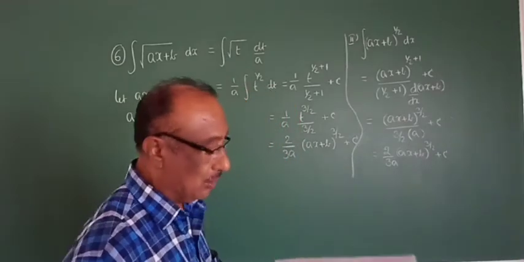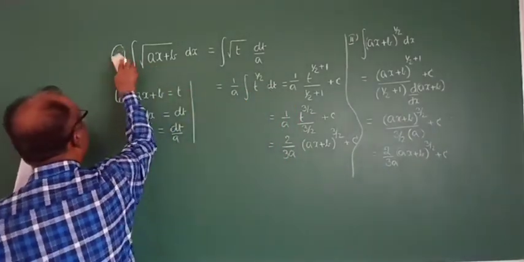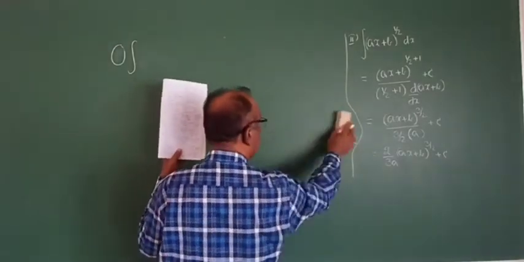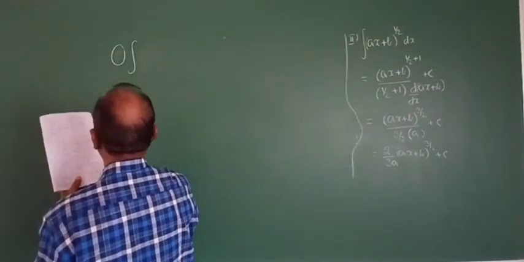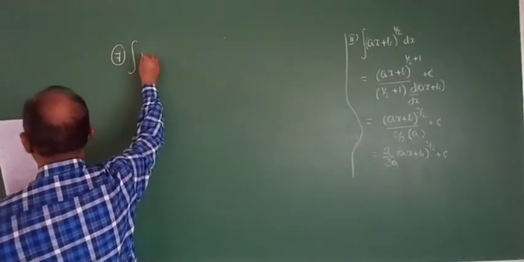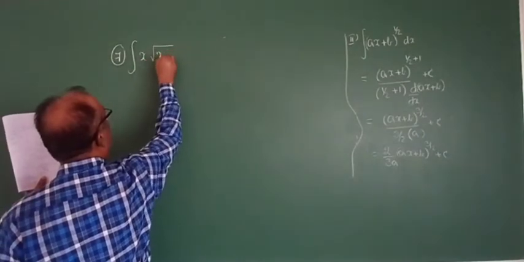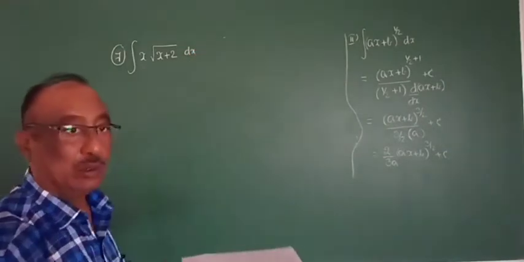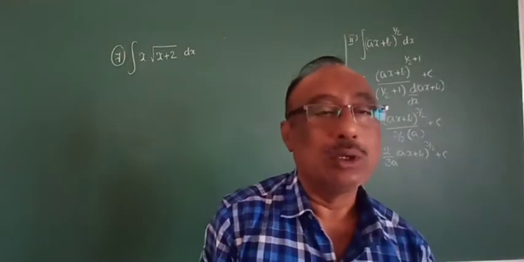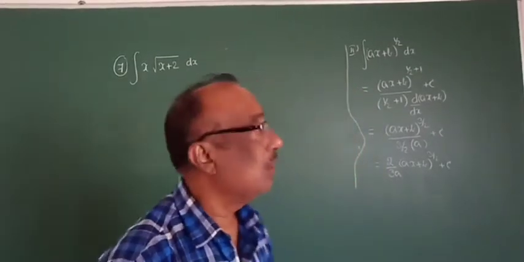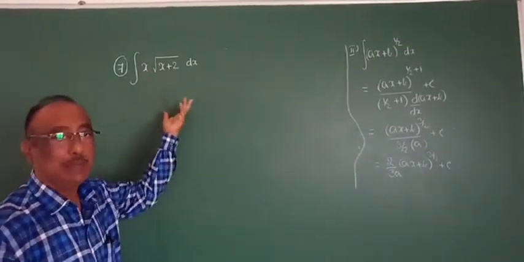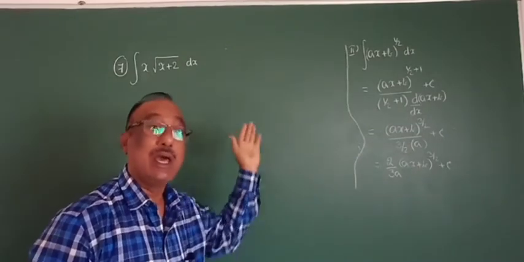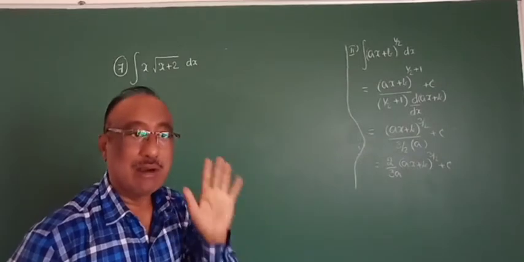Everyone, go through the seventh problem. What is the seventh problem? It is x into root over x plus 2 into dx. Here x cannot be multiplied inside the root. If x square goes inside the root, it becomes complicated.